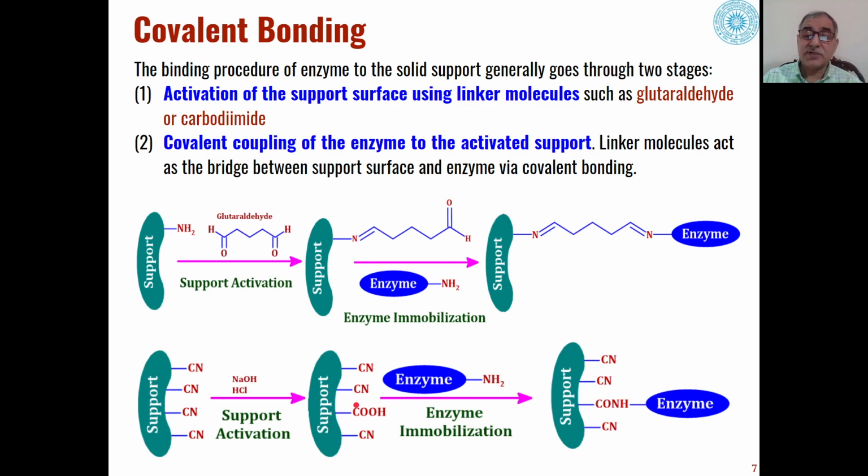And these activated supports, through this carboxylic acid, will react with the non-essential active sites of the enzymes, and this amino group will interact with the carboxylic acid group to form an imide linkage, and we will get these types of immobilized enzyme where the support is attached to the enzyme through this covalent bond. So that is why this is an example of covalent immobilization.